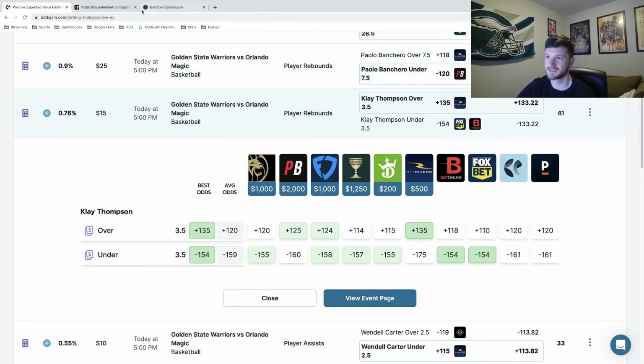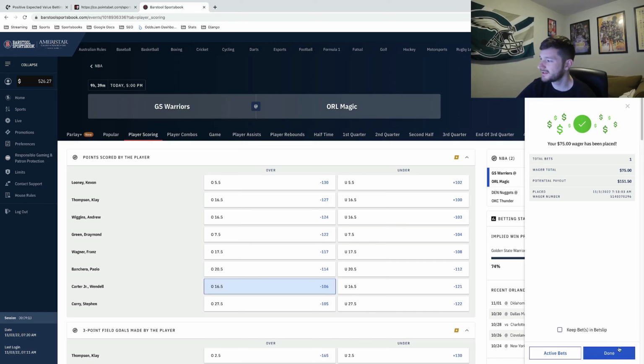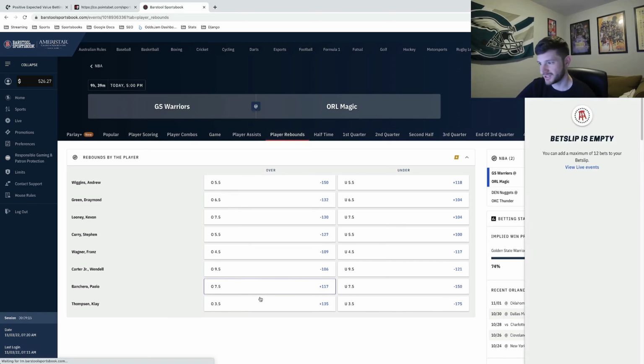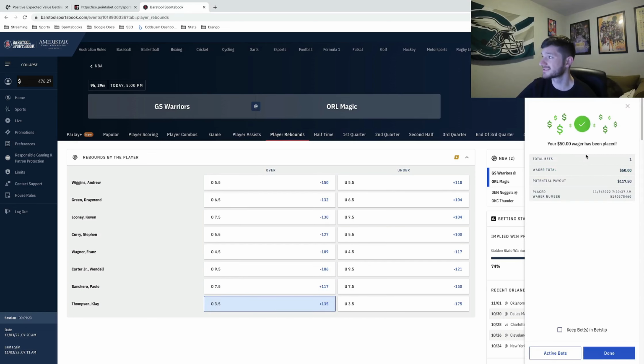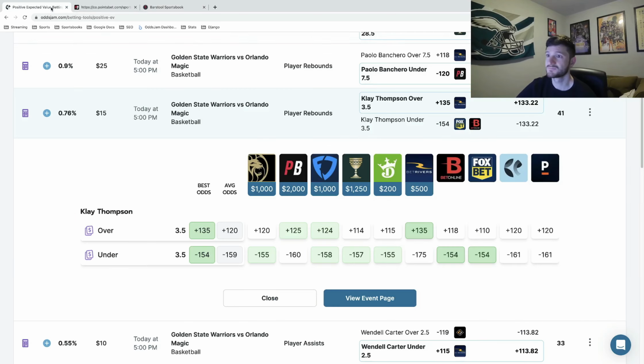And also I can lock this in on Barstool because they don't quite have me limited yet like BetRivers does. So I've been using Barstool a lot more. So this is going to be a half unit play, just $50 on this one, half a unit. Plus 135 odds, Klay Thompson over 3.5 rebounds. That one has been locked in. So we're good to go there.